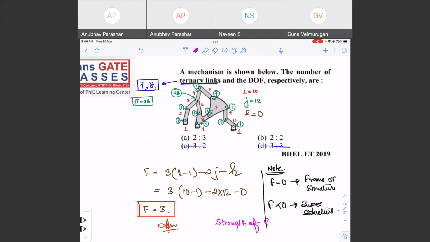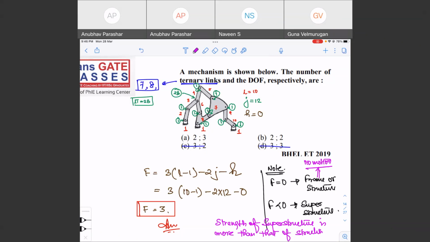Strength of superstructure is more than that of structure. So if I'm saying it is a frame of structure, it will have no motion. No motion. It's just a frame. It is just a structure. There is no motion. Right?